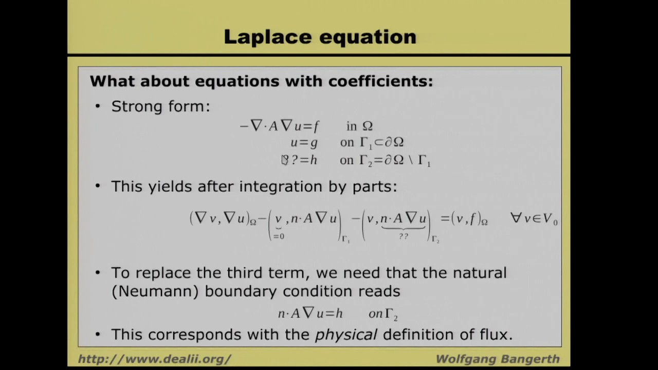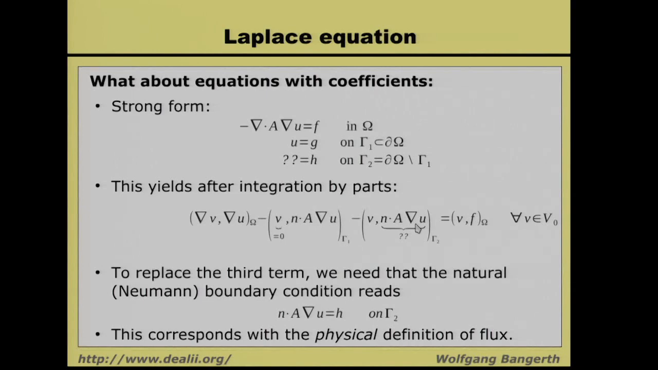If you multiply by a test function, then you will find that here is another mistake in the formulas. It should be a grad v grad u. And the boundary terms have this form. For the term on gamma 1, I again have that v equals 0. And then I have a term on gamma 2. And what I have here is n dot A grad u.